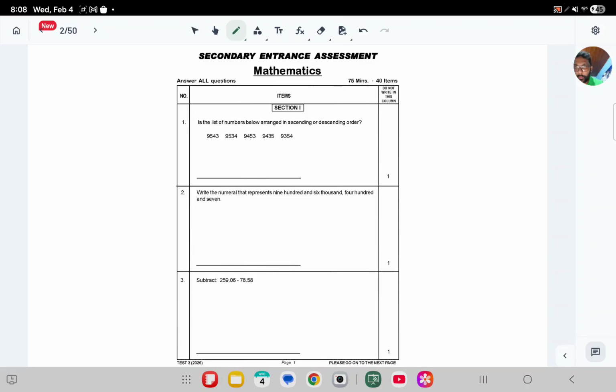Alright, so we realize we have here now all numbers starting with 9. So then we look at the hundreds digit. We have two of them with 5. So right off the bat, we realize that the 9,543 is the largest, and that came first. So we know that this is descending order.